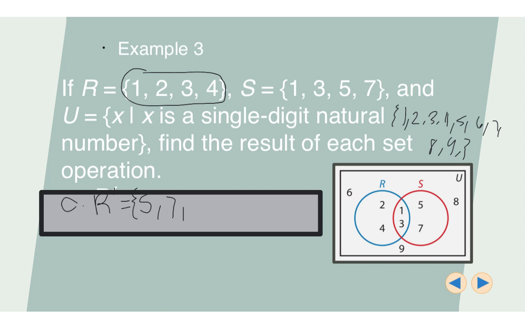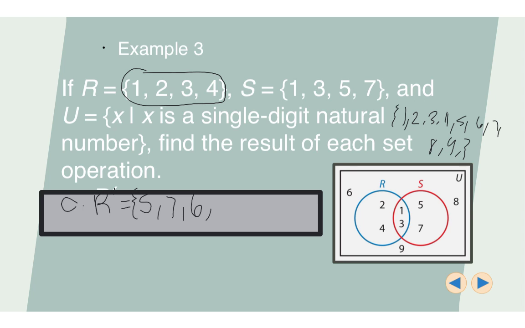So what numbers of U need to go down here, which is the complement of R, which means all of R's numbers can't be used. Which we already said 1 through 4 is R, so all the numbers that are not 1 through 4. We need 6.